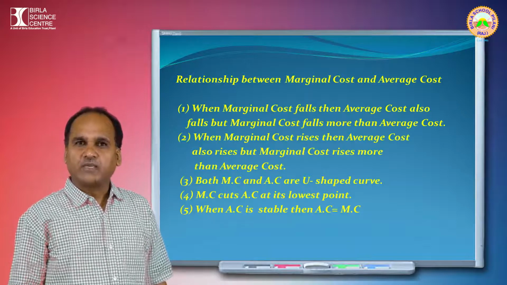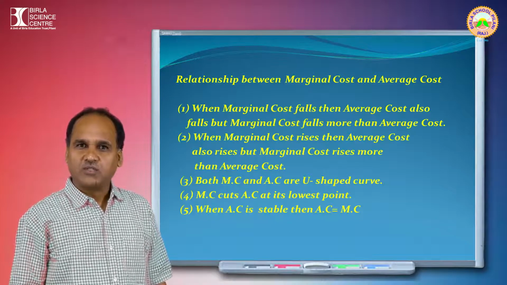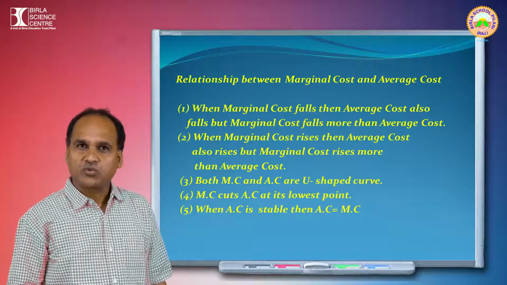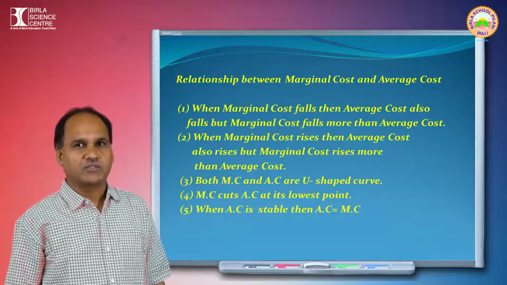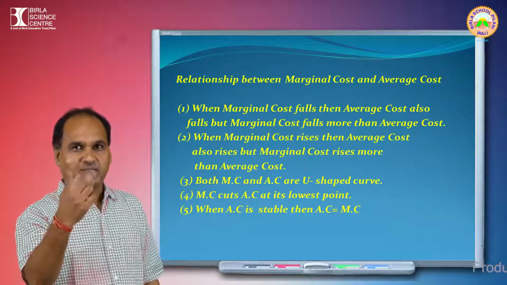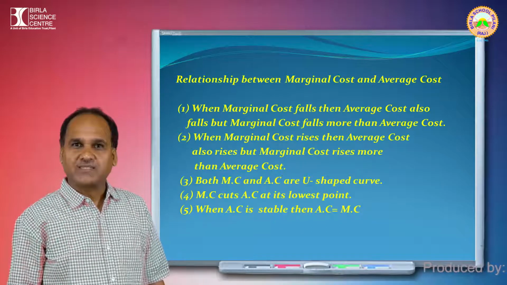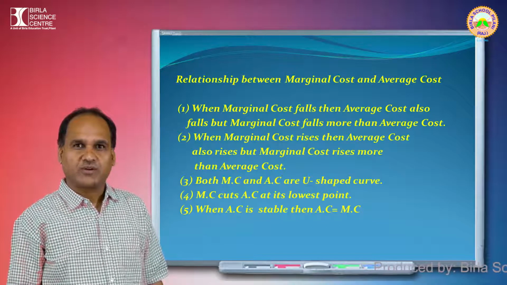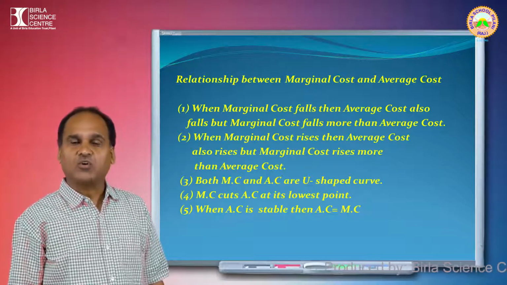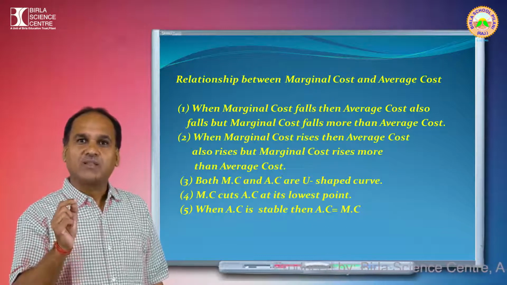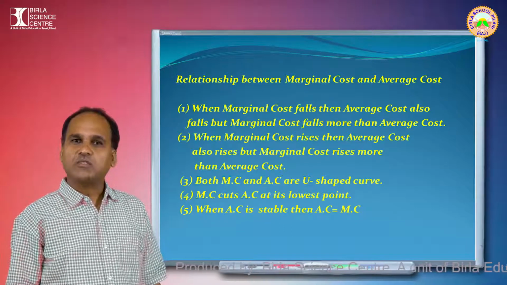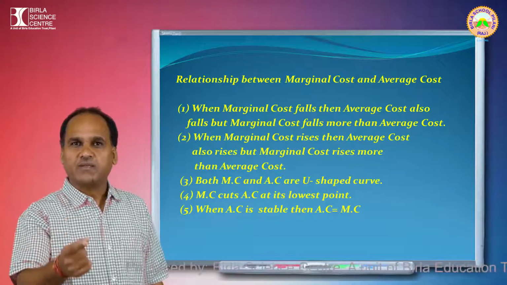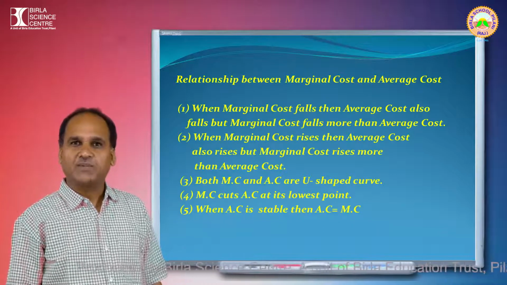Number 1 point you can see, when marginal cost falls, then average cost also falls. But marginal cost falls more than average cost. That's relation number 1. Second, when marginal cost rises, then average cost also rises. But marginal cost rises more than average cost. Third, you can see both marginal cost and average cost are of what shape? You can see U-shaped curves.